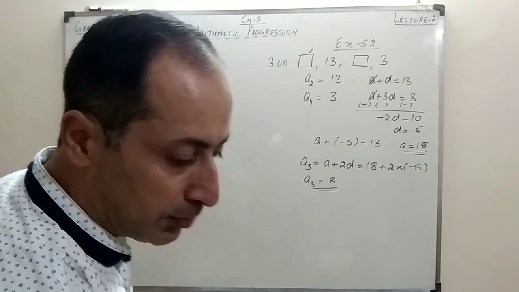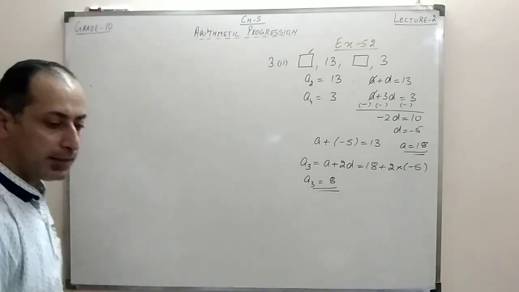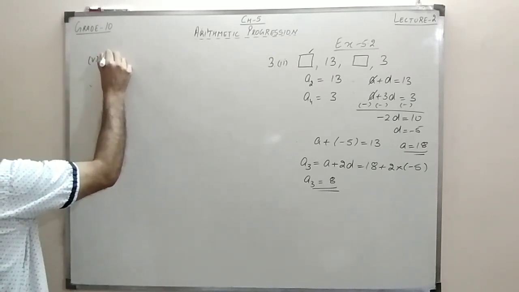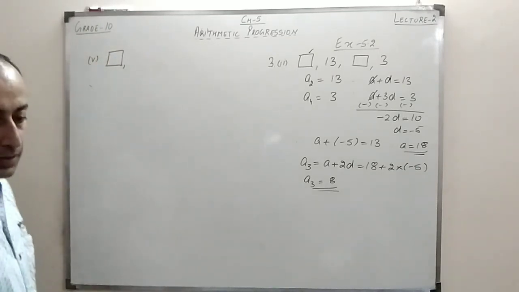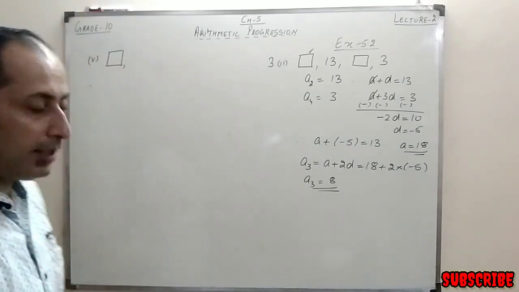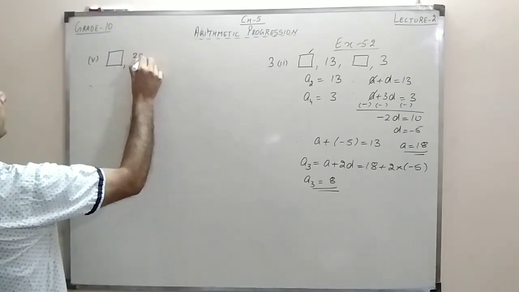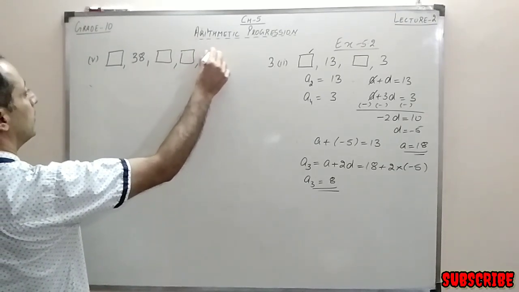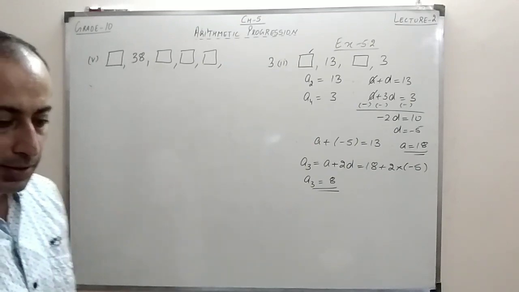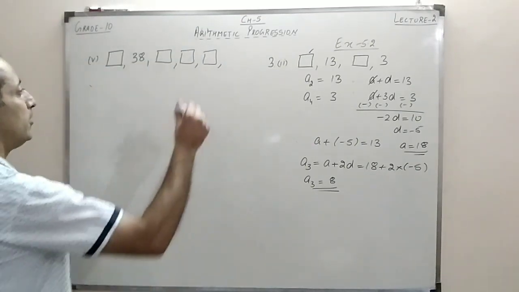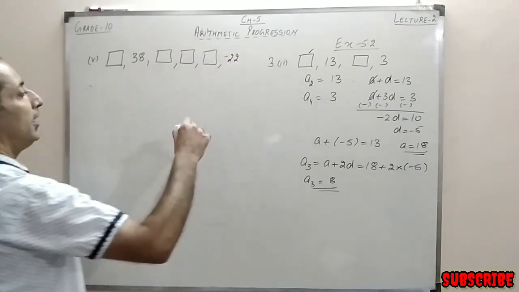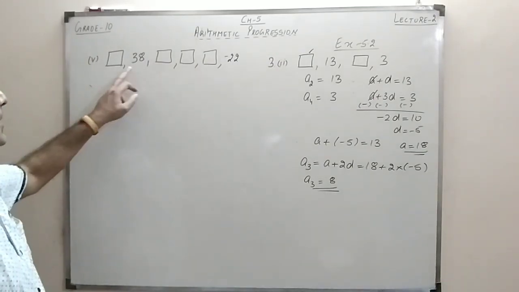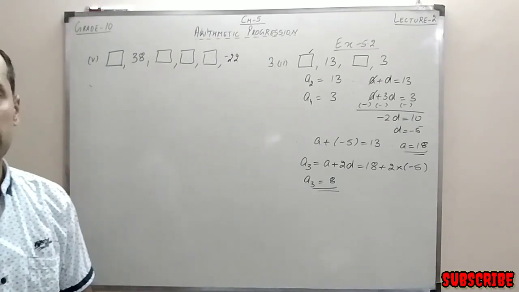Okay, let's take the fourth part now. I think let's take the fifth part. That will be more nice to simplify. This is block, then there is 38. Then I have 3 blocks. And then it's given that it's minus 22. So again, if you follow the previous part, in the same way here also, this is the first term, second term, third, fourth, fifth and sixth term.